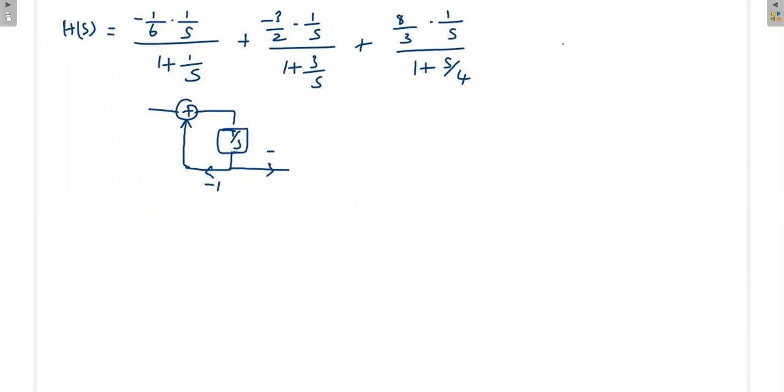Then take the tapping from here, then use this coefficient. What is that coefficient? Minus 1 by 6. So now this is output Y1(s). Similarly, we have to find out what is Y2(s), what is Y3(s). Later, everything has to be added.